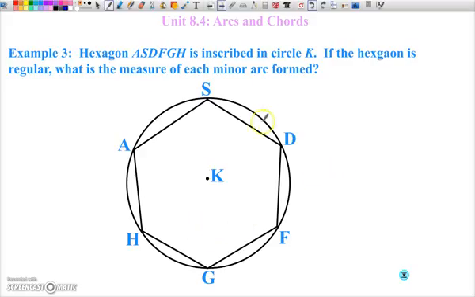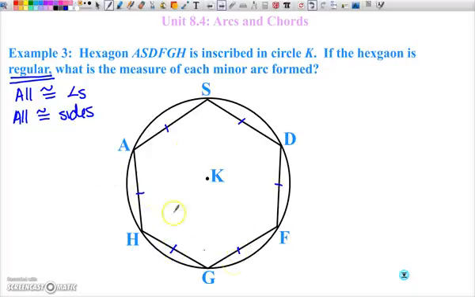Third example, we've got a hexagon and it's inscribed in circle K. And the hexagon is regular. Well, remember, regular means all congruent angles and all congruent sides. So if all the sides are the same, then that means we have 6 congruent chords. And there's always 360 degrees in a circle.